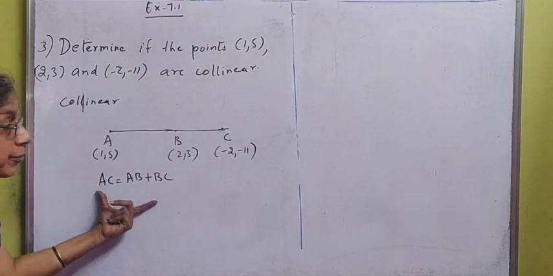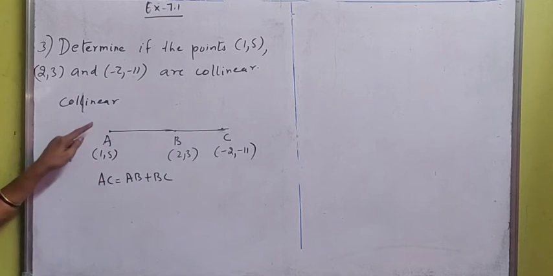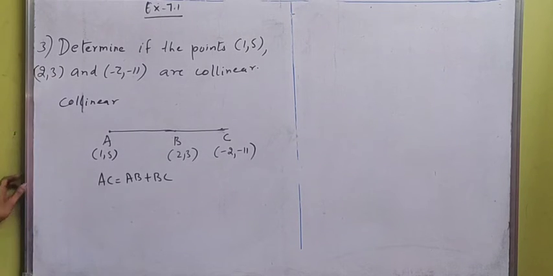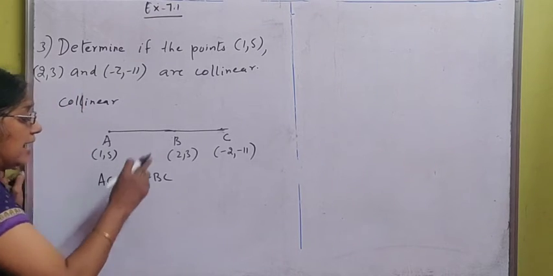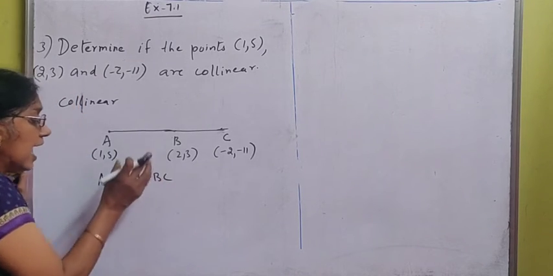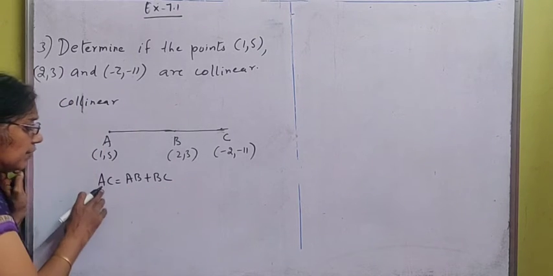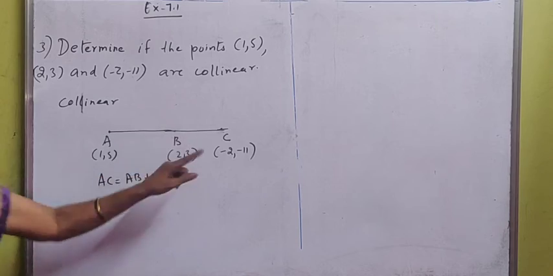If I am able to prove that AC is equal to AB plus BC, it means A, B, C are collinear. That means I have to find out how much is AC, how much is AB and how much is BC. Then after finding AB and BC I have to add and see. If I get it equal to AC, then A, B, C are lying in a straight line, collinear.